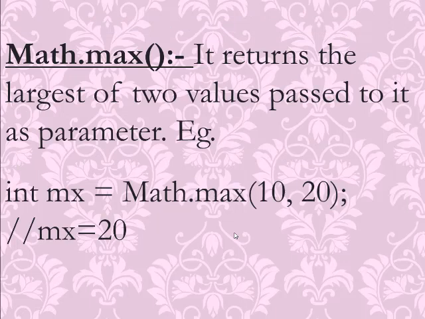Next is math.max function. It returns the largest of the two values passed as parameter. Like in the example, you can see if you write math.max 10, 20, it will return the larger of the two, that is 20. So mx will have 20. If you print mx, you will get the value 20 as output.